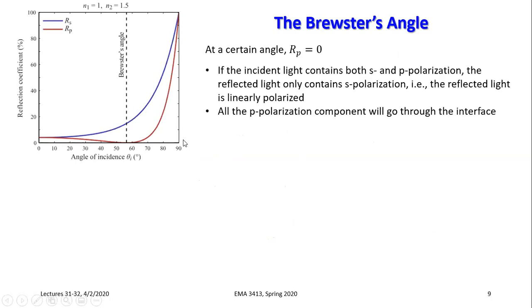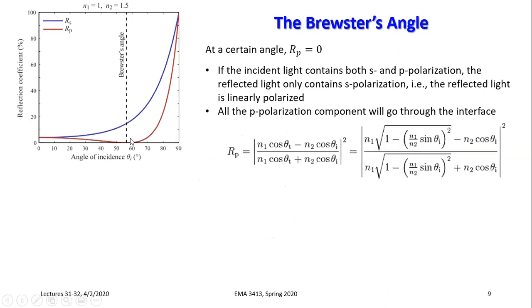So this angle has special usage, special features, okay? And you can try to figure out when that angle is 0. So this is the equation for the P wave reflectance, and that means that when you get the numerator at the top being 0, you have a 0 reflectance. So that's how you can determine what angle you're going to have.